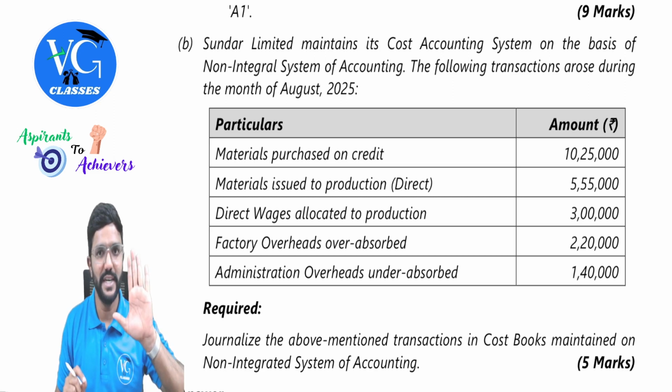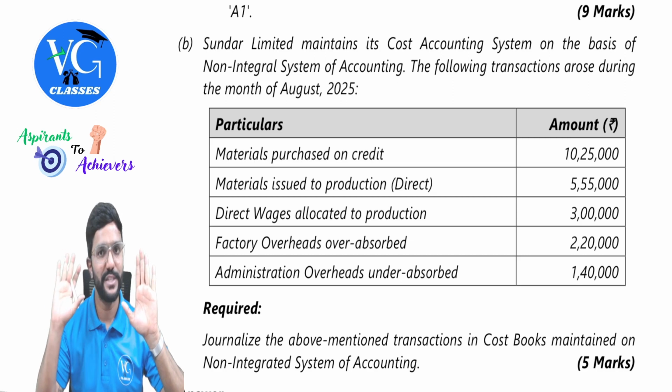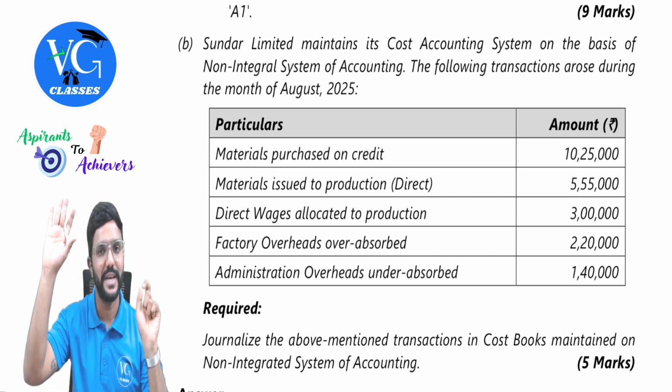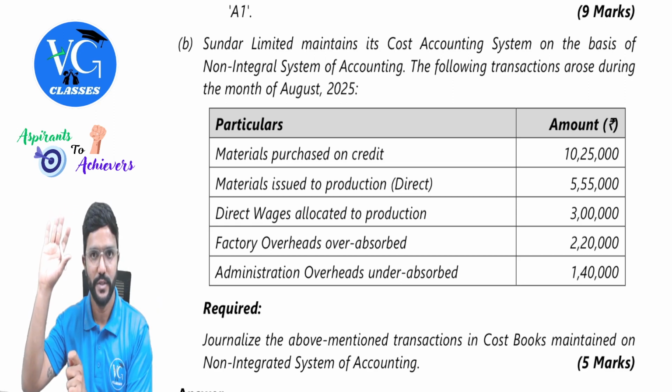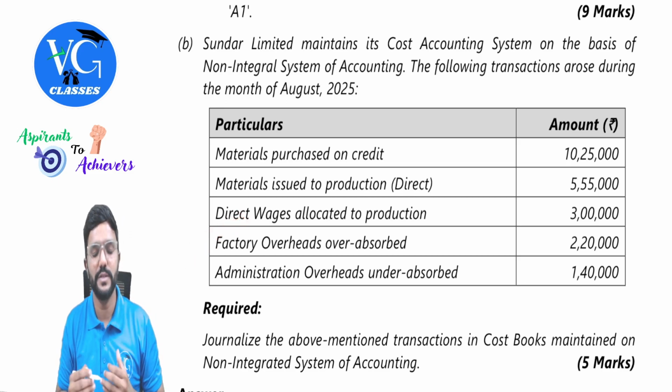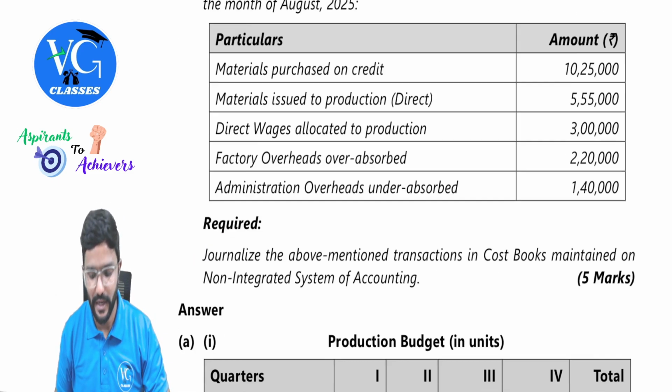So I repeat, incurred is on debit side and absorbed is on credit side. Absorbed is more, so on the debit side, we need to pass to costing P&L account. So what is the entry? Factory overhead control account debit to costing P&L account, guys.